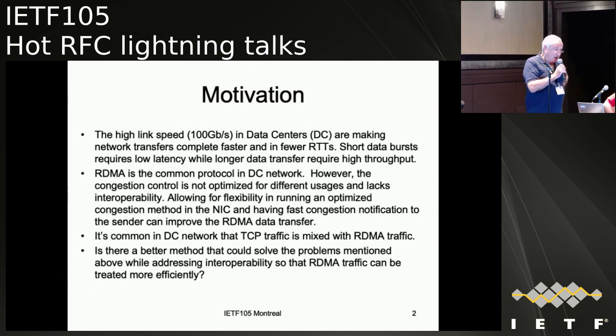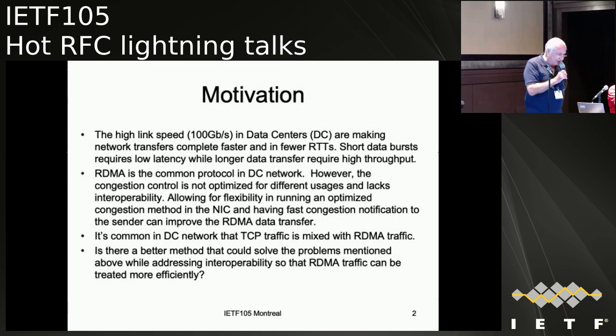The motivation for this work is that, in data centers, high link speeds are making network transfers complete faster, in fewer RTTs. Short data bursts require low latency, while longer data transfers require high throughput. So these are two requirements. RDMA is the common protocol in data center networks. However, the congestion control is not optimized for different usage and lacks interoperability.